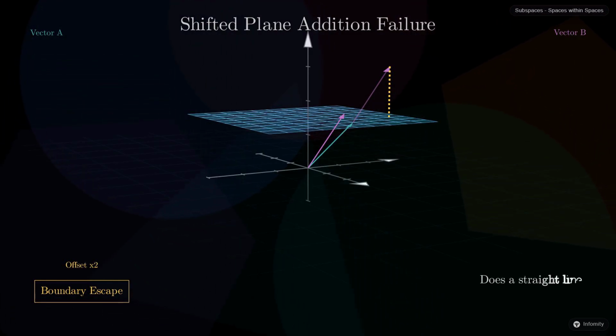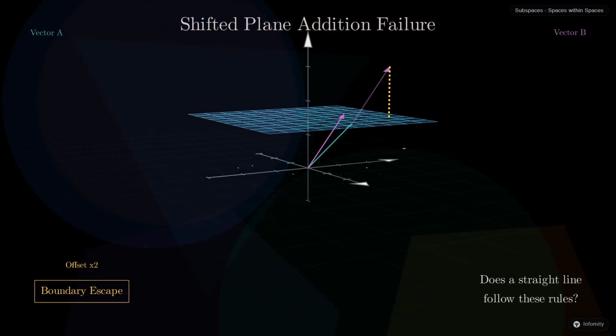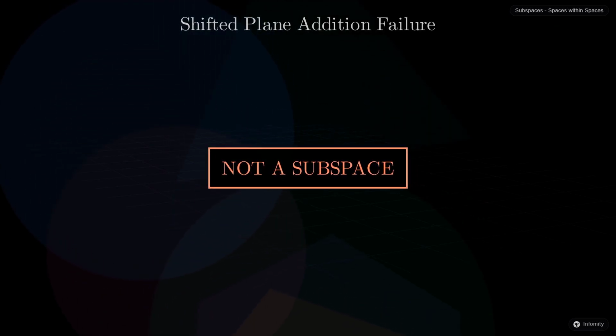If a flat plane can fail so easily, does a simple straight line also have to follow these rules? Simply put, the shifted plane fails both core tests, proving it is not a subspace.